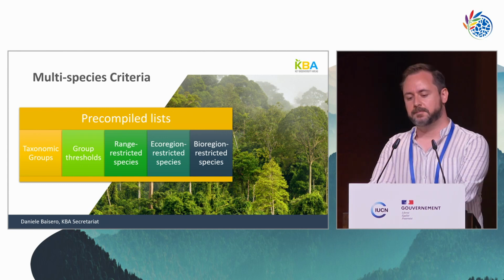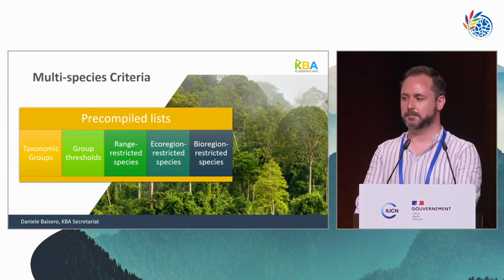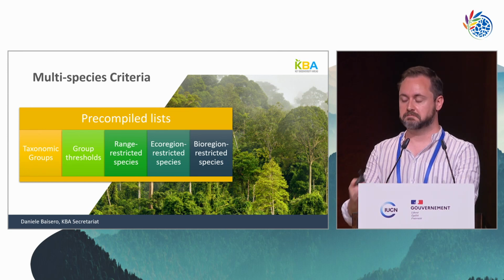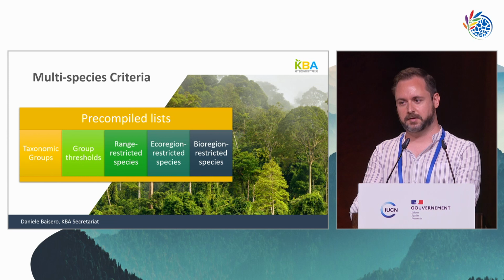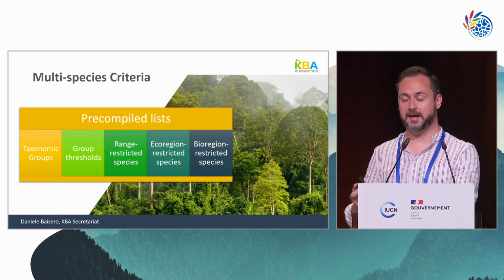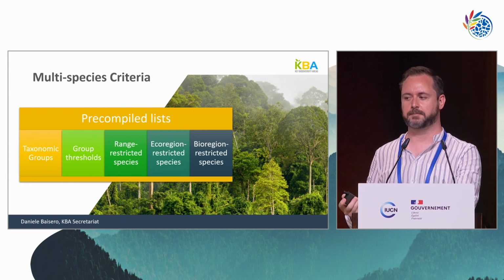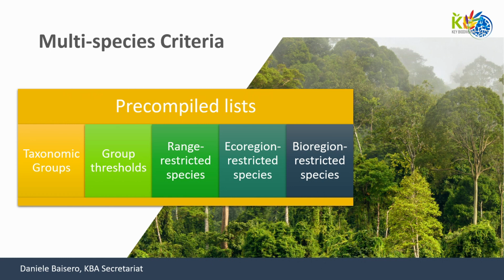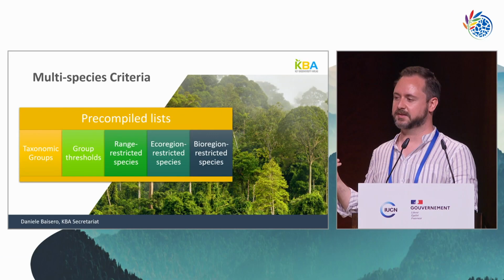Some of the criteria in the KBA standard require information on groups of taxonomic species. There is no need for a proposer that is interested in applying these criteria to go and find information on all biodiversity, as the partnership provides pre-compiled lists and data pertaining to taxonomic groups and their thresholds, as well as lists of range-restricted species, ecoregion-restricted species, and bioregion-restricted species that are necessary for the application of criteria B2 and B3 that look at the taxonomic groups of species and sites.